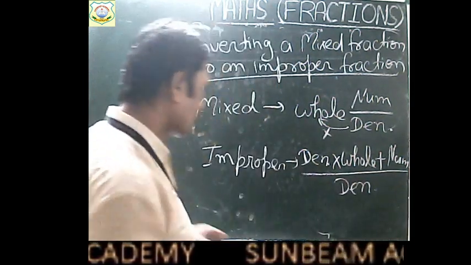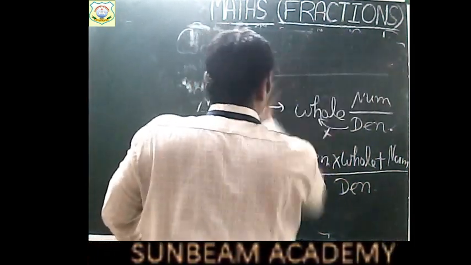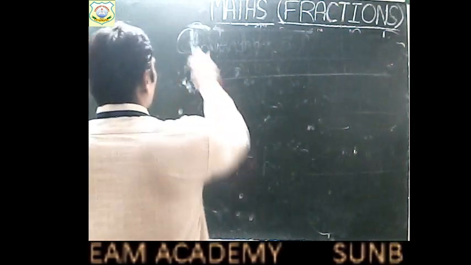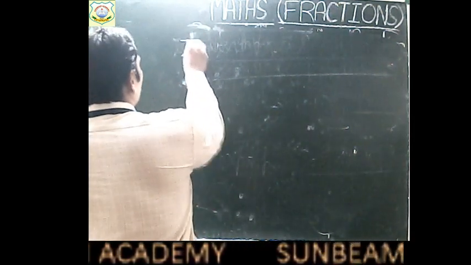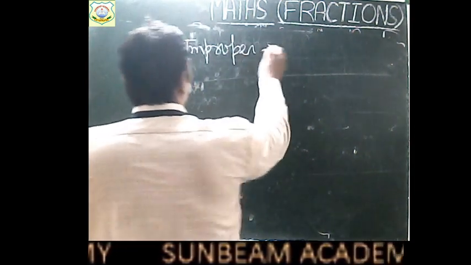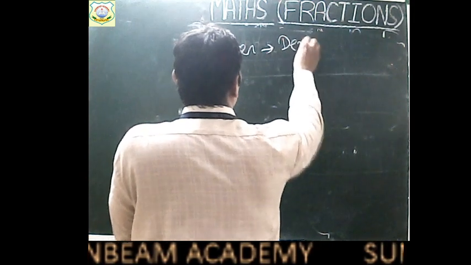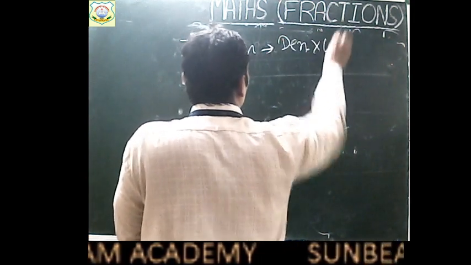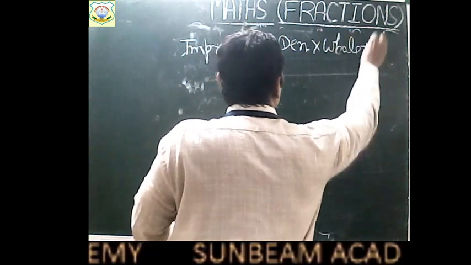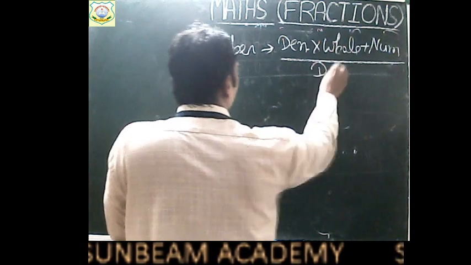Right? So let us take an example for this. Children, don't forget the process. I am writing the form here. So in an improper fraction, we will write the product of the denominator with the whole number and add the product to the numerator, and the whole divided by the denominator.